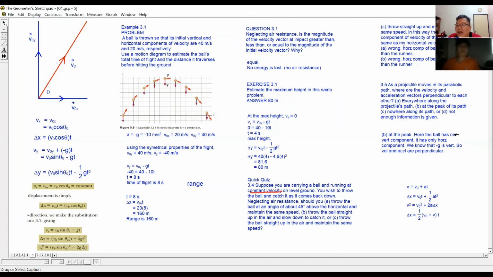Here the ball has no vertical component, right? It has only horizontal component. And we know that the gravity is vertical and the velocity only horizontal. So the two of them at this position, they are perpendicular to one another. Okay?